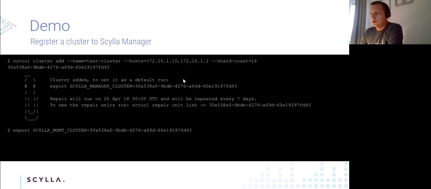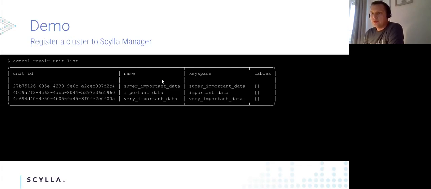Okay, so let's see how it looks in practice. The very first thing that we need to do is to register a cluster into Manager. So we have an existing cluster. We know the IP of some nodes. And upon registration, Scylla Manager would discover the topology and see what keyspaces there are, and perform some automatic actions that would schedule the repair with a default schedule for you. May I have next slide?